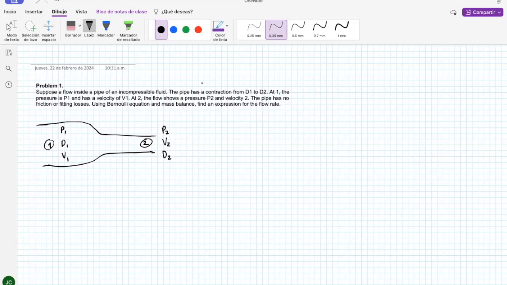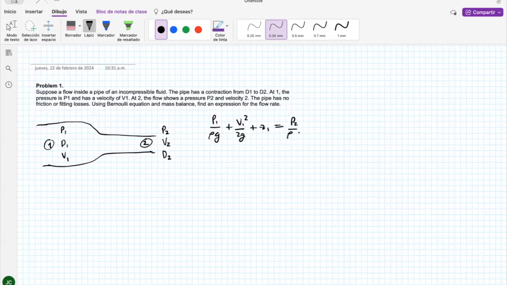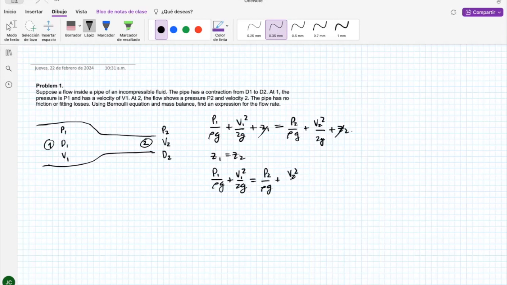Now, what you can write from the start is the Bernoulli equation. It shouldn't be a problem. We have the pressure part, the kinetic part, and the potential or the height part for each point 1 and 2. We can assume that z1 equals z2, so this term goes, and therefore we are just left with pressure and velocity. So we have pressure 1 over rho g plus V1 squared divided by 2g equals, so I'm not putting anything new here, I'm just trying to go with it.